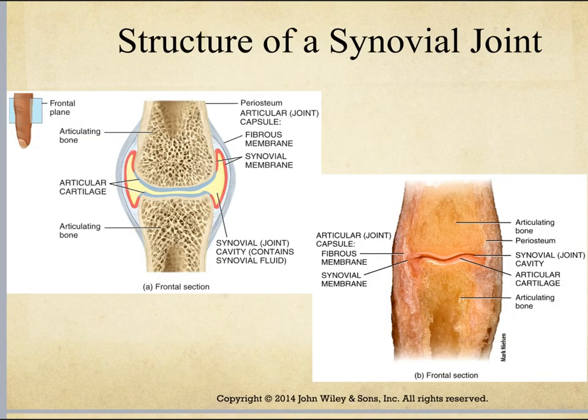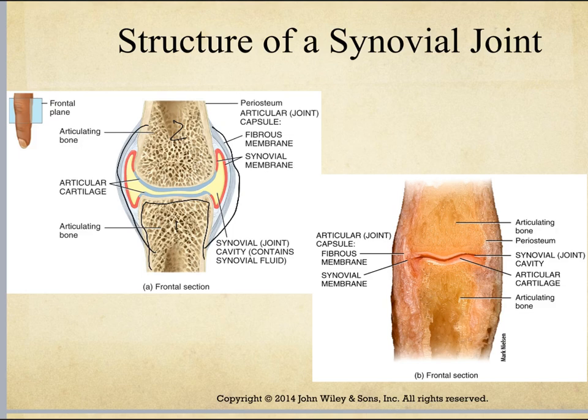Let's look at a picture to explain what we just talked about, the structure of a synovial joint. What you're looking at here is a finger, and we're taking a nice little frontal cut to look at the joint cavity. So what do you see? You see the two articulating bones here, 1 and 2. And then you see the actual fibrous membrane that forms and surrounds and makes up that joint cavity.